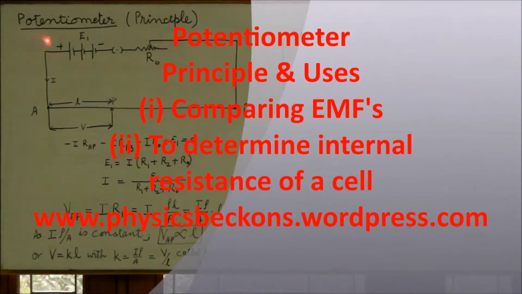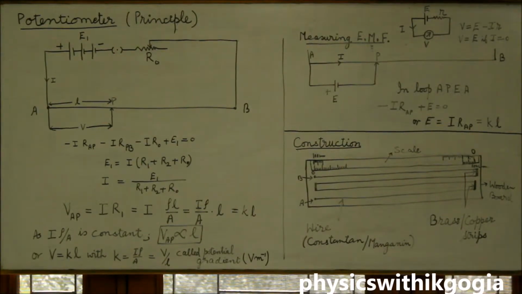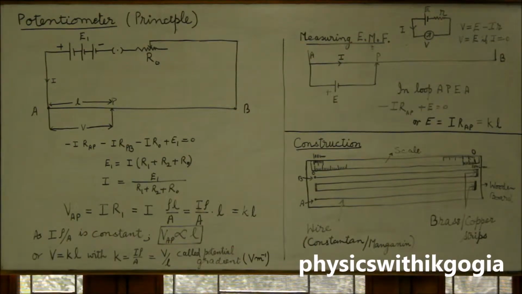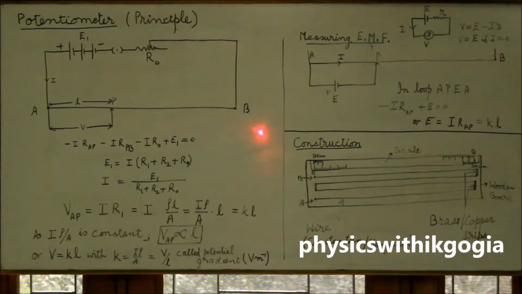In the present video, we will be studying about the potentiometer and its application to measure EMFs and small potential differences. Basically, a potentiometer is an instrument designed to measure small potential differences accurately. It can also be used to measure and compare EMFs of the cells.